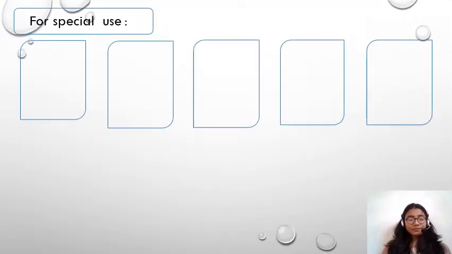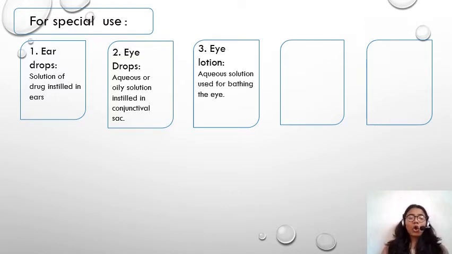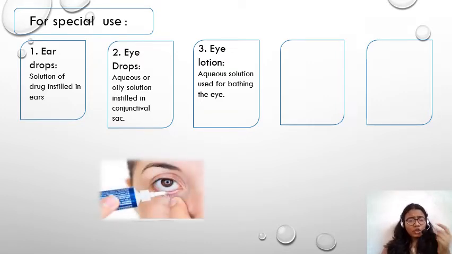Next is for special use. We are all familiar with ear drops, as ear drops are used to put the solution in our ears to reduce infection or to reduce the wax in our ears. Next is eye drops. Again, this can be oily or aqueous solution which can be instilled in our conjunctival sac to reduce the infection. Next is eye lotion. It is a form of solution which can be directly applied on the border of our eye.